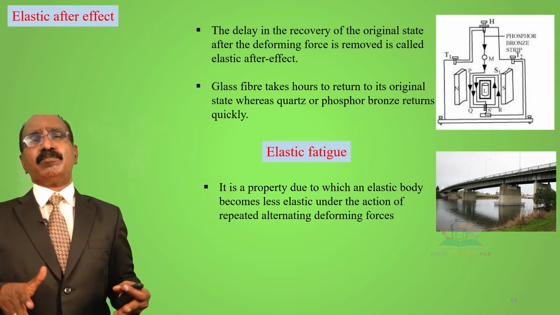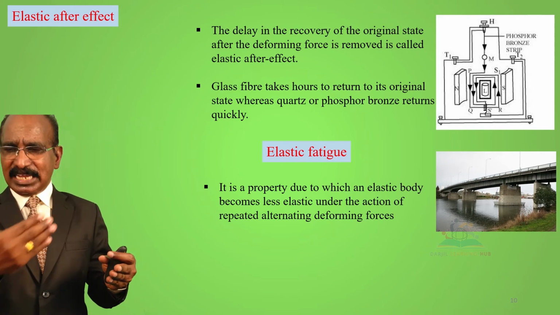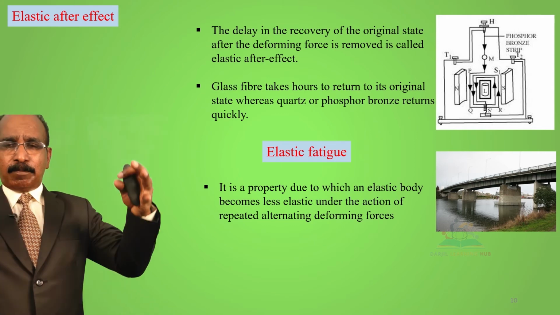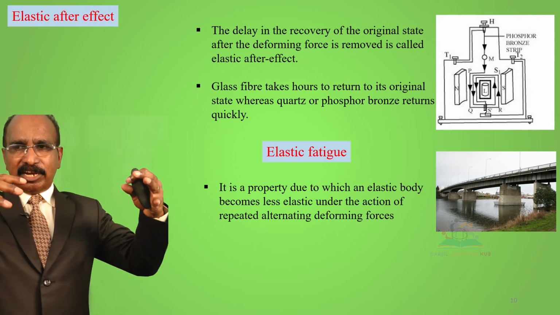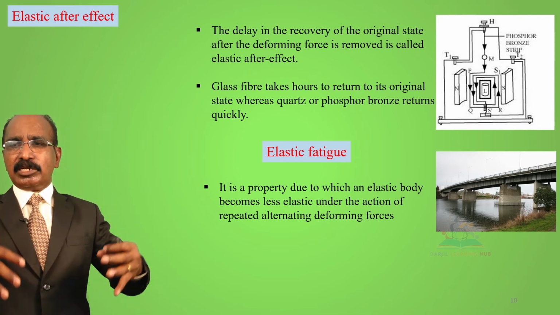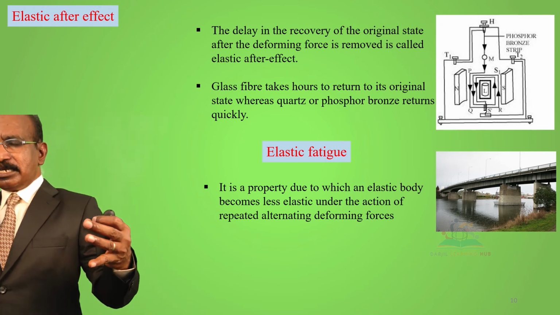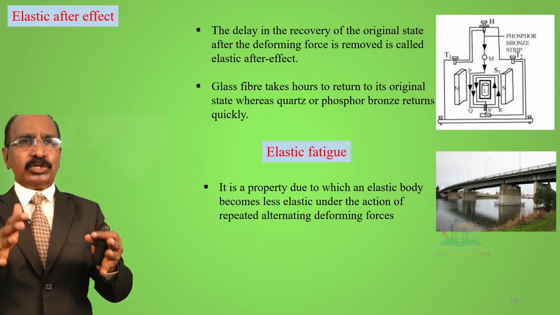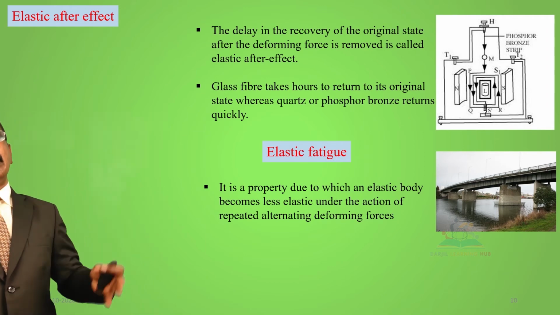A bridge is an elastic body. When the buses or vehicles are going, we are applying a deforming force to the bridge. So there will be an elongation or compression, whatever it may be. When the bus crosses the bridge, it regains its original shape. So this happens repeatedly, years and years together.